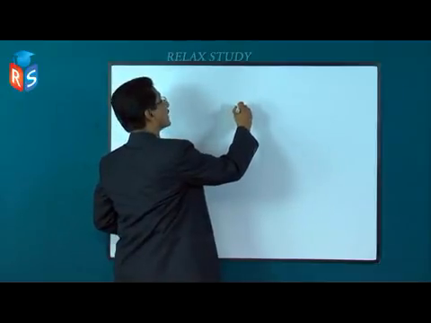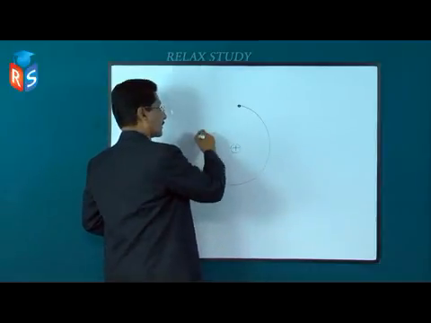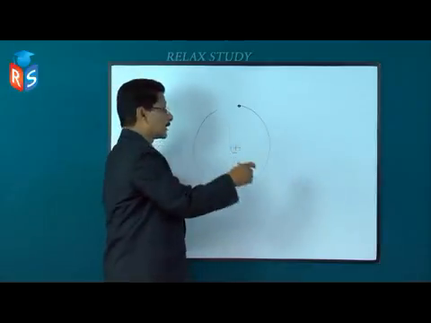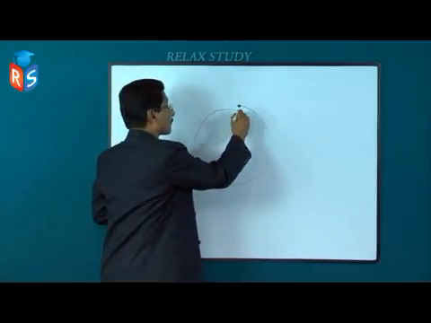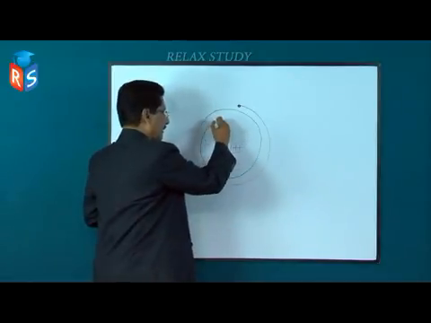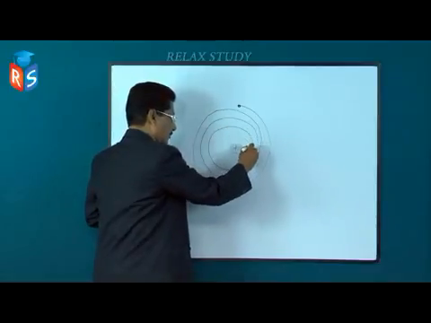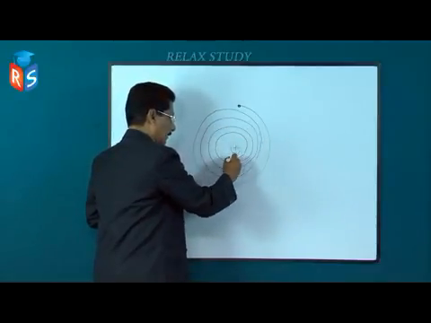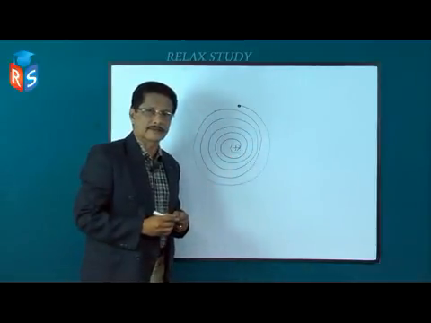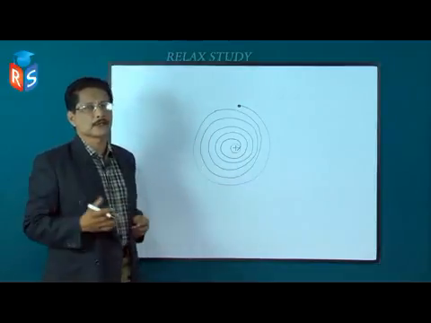See, for example, if this is the nucleus, let's say it is positively charged, and you have the electron a little bit far away from the nucleus, revolving around the nucleus like this, and because of the fact that it is losing energy, it describes an orbit of smaller radius. It becomes smaller and smaller and smaller, and finally it falls into the nucleus.